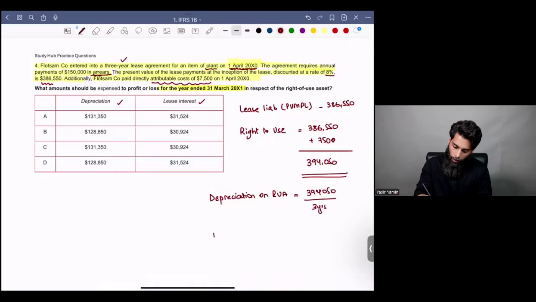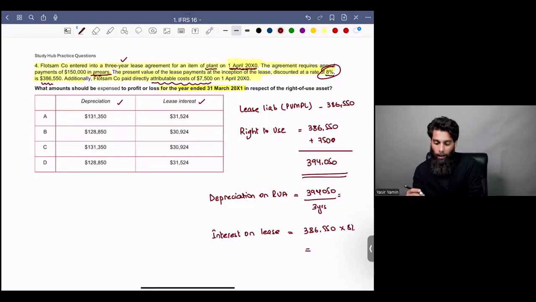And then there is interest on the lease. The lease liability is 386,550. The interest rate implicit in the lease is 8%. Can you guys tell me the answer respectively? 394,050 divided by 3 years. What should be the answer?